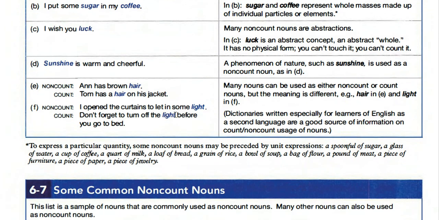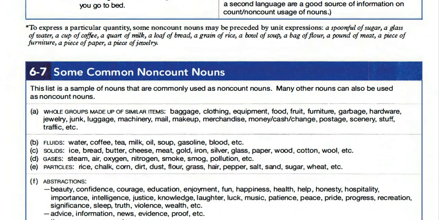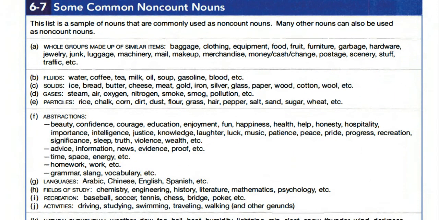So here are some expressions that precede a lot of words. You can say a cup of coffee, a carton of milk, a loaf of bread, a grain of rice, a bowl of soup, a bag of flour, a pound of meat, a piece of furniture, a piece of paper, a piece of jewelry. So that's how we can add some expressions to non-countable nouns to make them look like countable, and that's the point of that lesson. Later we will have some discussions and exercises to answer.